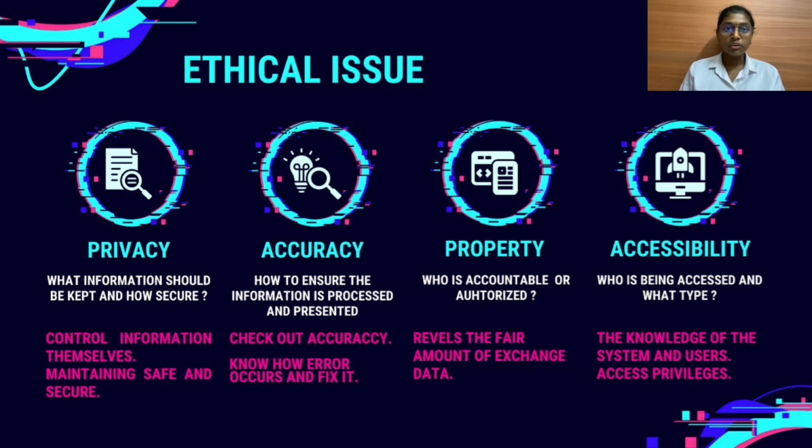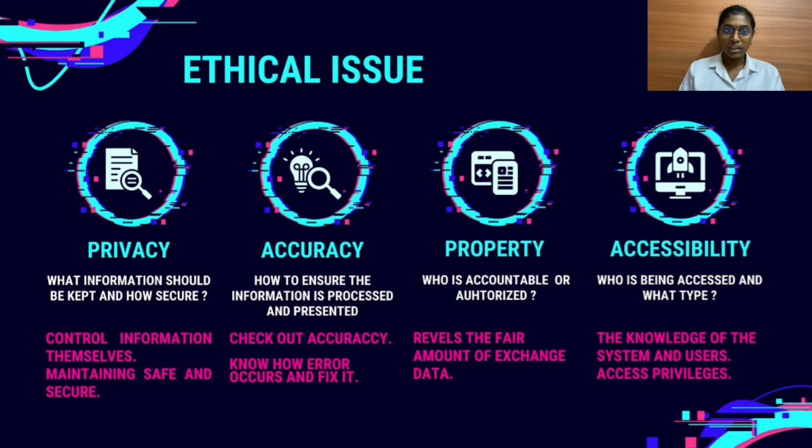Privacy is the right to control information about themselves. Maintaining the information safe and secure means it only belongs to the user and should not be revealed to others. Second is accuracy issue. How can we ensure the information will be processed and presented properly? Accuracy issue helps the system to check the information's accuracy, fidelity, and authentication. We have to know how errors occur and how we can minimize them.